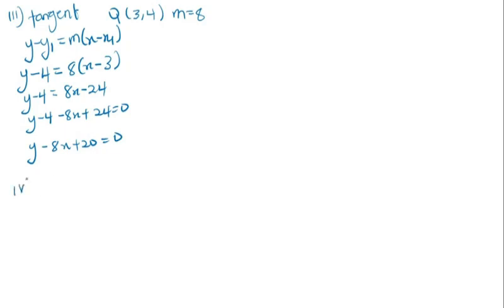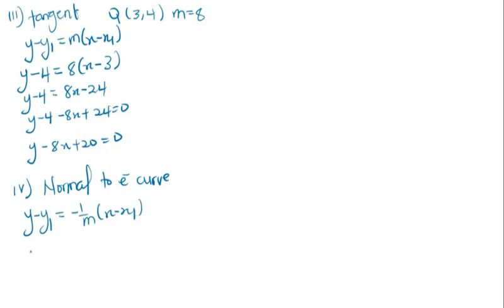So let's move on. Our part IV, the normal to the curve. The normal in this example will be y minus y1 equals negative 1 over m into bracket x minus x1. So we have the same thing: y minus 4 is equal to negative 1 over 8 into bracket x minus x1. The x1, sorry, over here will be 3.